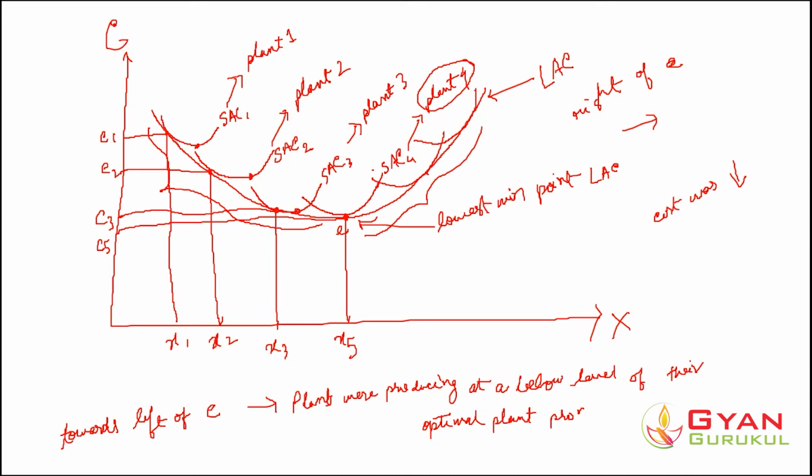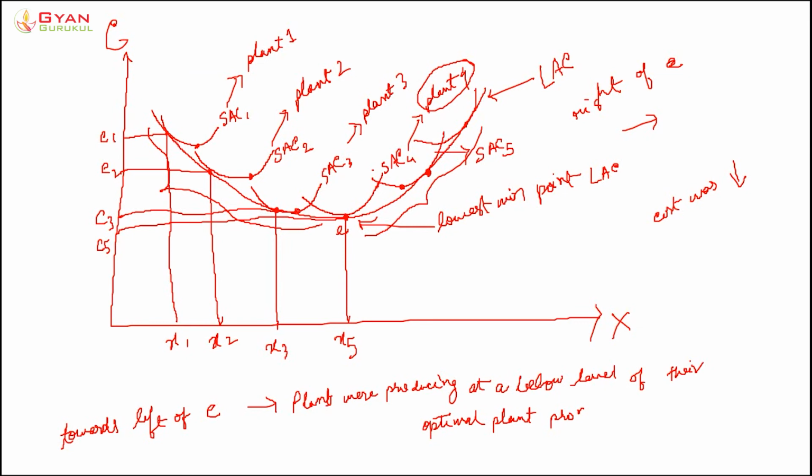These points, say this point or this point, are towards the right of the lowest minimum point. See here, if I take this curve, let's say this is SAC5. In this curve SAC5, the tangency point is here, but the lowest minimum point is here, right? That means they are operating beyond their lowest minimum point.